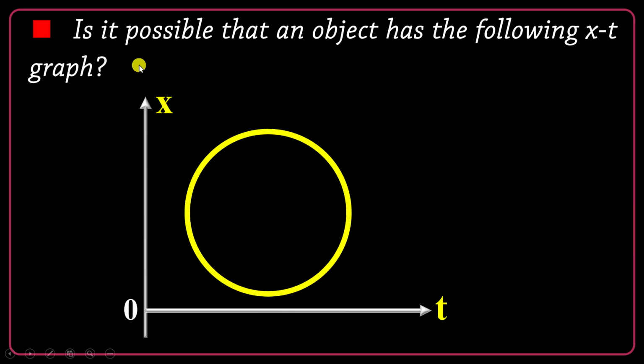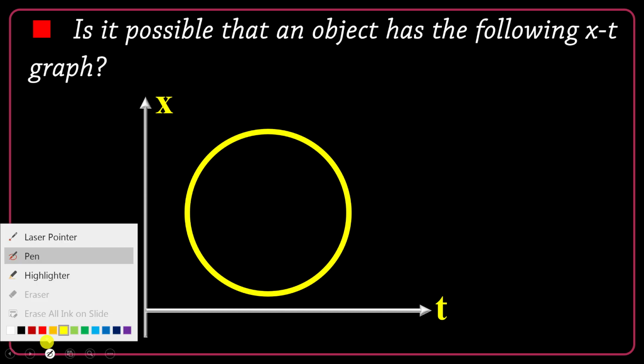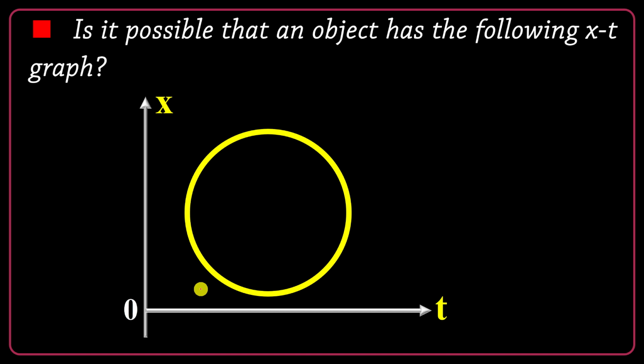Let me ask a question. Is it possible that an object has the following XT graph? Think about it. Basically, you may think that, oh, yeah, why not? It may be rotational motion, maybe a circular motion, a periodic motion, something like that. But if you think carefully, you may see that it is basically theoretically impossible, and also physically.